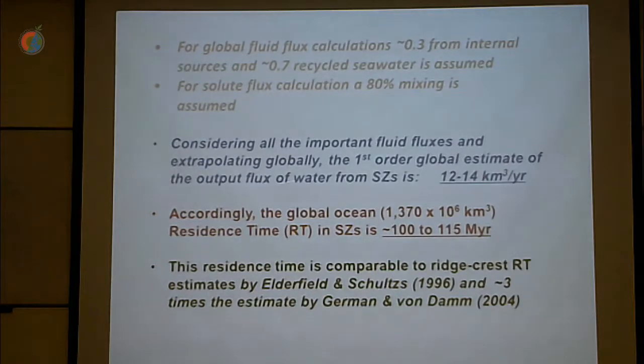Now, if we take the ocean volume and look at what people did at the Ridgecrest, how often does the whole ocean circulate through the Ridgecrest or through subduction down the forearcs, they are coming out with numbers of 100 to 150 million years. The whole ocean is circulating through the forearc, which is a huge number. It's compared to the number Elderfield showed for the Ridgecrest, but it's a little bit longer than the calculation by Germain later on. But it's a significant number coming out through the forearcs.